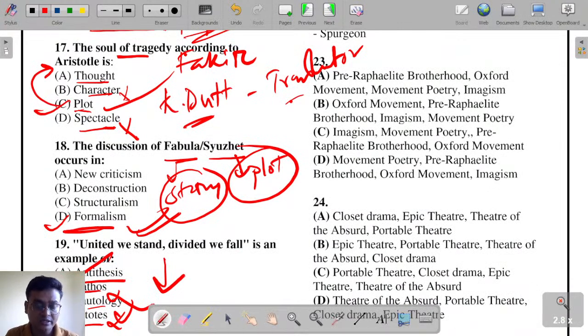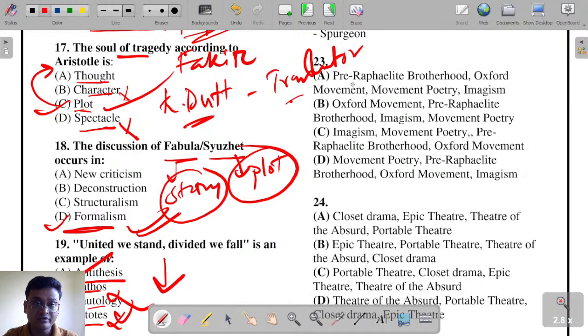Pre-Raphaelite Brotherhood. Okay, here now which one comes first? Pre-Raphaelite Brotherhood, Oxford Movement poetry, imagism. Now tell me, Pre-Raphaelite, which comes first? Here do arrange. Question 23 on your screen here. First comes the Pre-Raphaelite movement, isn't it?